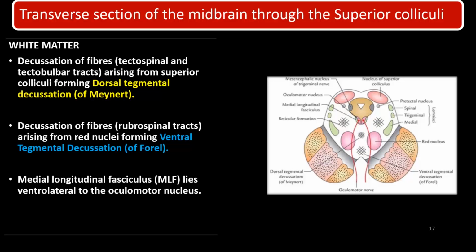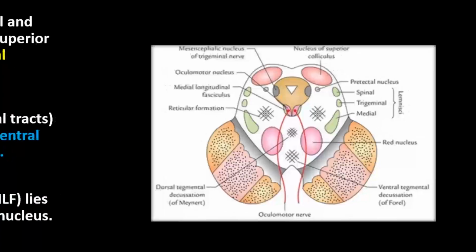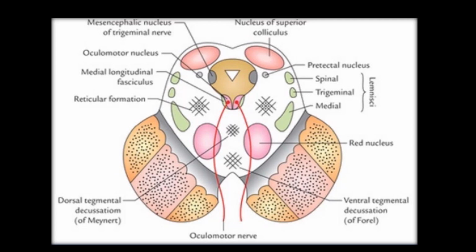We will consider the white matter at this upper level. We will be seeing 2 decussations. One called the ventral tegmental decussation, that is here, where we saw the decussation of the superior cerebellar peduncle. We also see another decussation at the back called the dorsal tegmental decussation. So dorsal tegmental decussation or decussation of Meynert is actually a decussation of the superior colliculi, and the fibers we are referring to here are tectospinal and tectobulbar tracts.